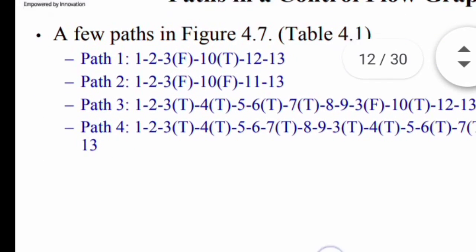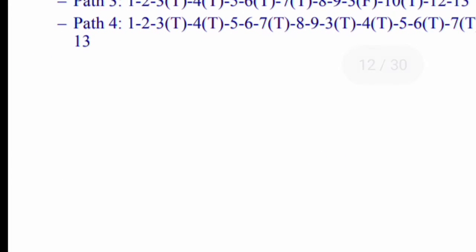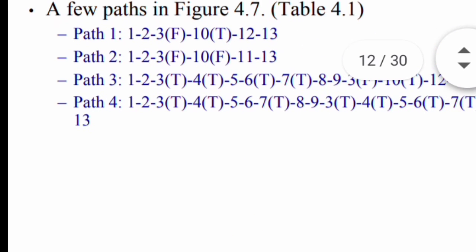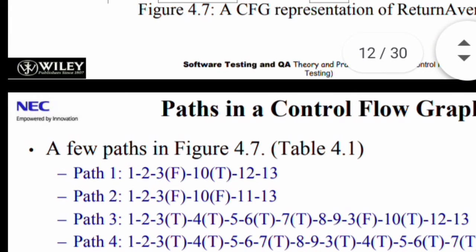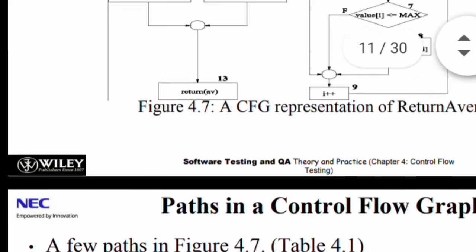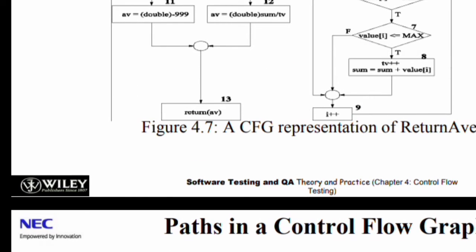Next one, path in a control flow graph. So from the diagrams, if we understand path 1, 2, 3, 10, 12, 13, the numbering of the statements, we observe that 1, 2, 3 false, then after 10 true, and 12, 13. So you remember the first path: 1, 2, 3, 10, 12, 13.